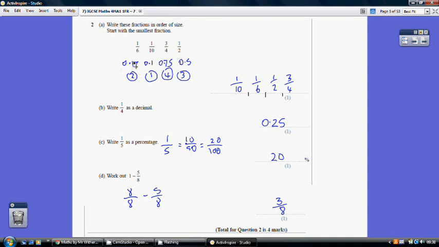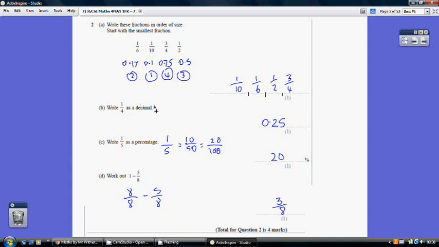Now just make sure you can then compare these easily. So that's the smallest one, second smallest, third smallest, fourth smallest. But do make sure that for your final answers, you list them in terms of the fractions, not your decimals, which of course were just your working.